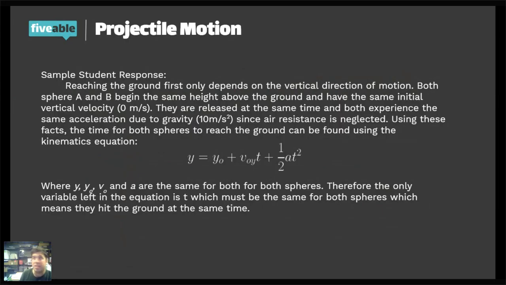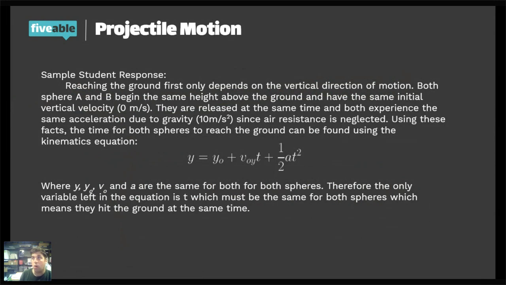It was just thrown perfectly sideways. So they both had the same vertical velocity, 0, in both these cases. They're both let go at the same time. There's no staggered drop or anything like that that would cause this to be different. And they both have the same acceleration due to gravity, which is 10 meters per second squared, because we get to ignore air resistance. If we didn't get to ignore it, that statement wouldn't exactly be true.